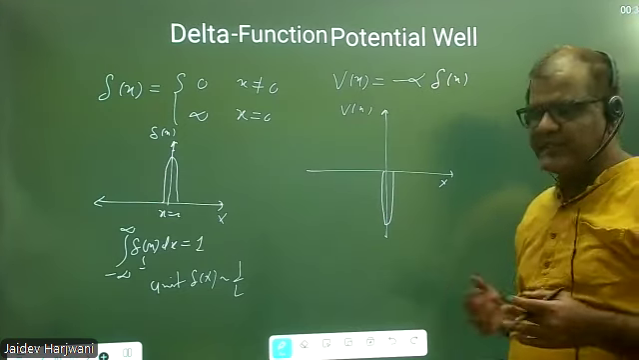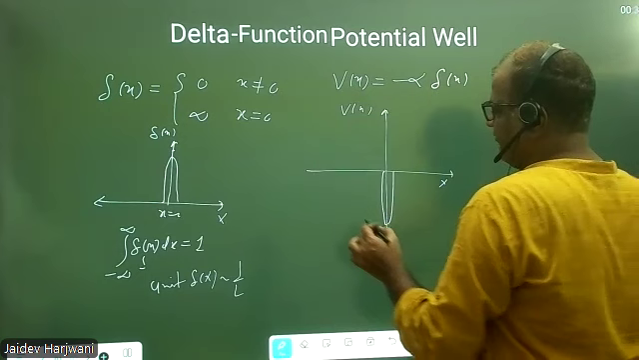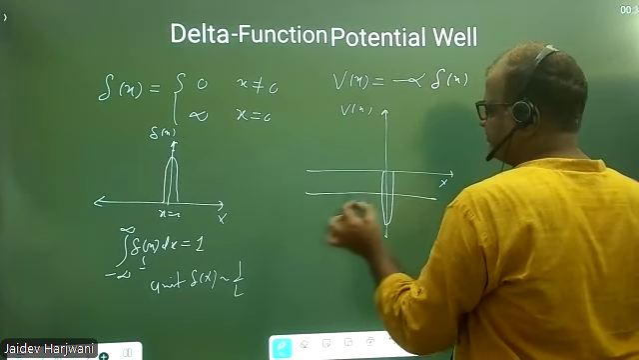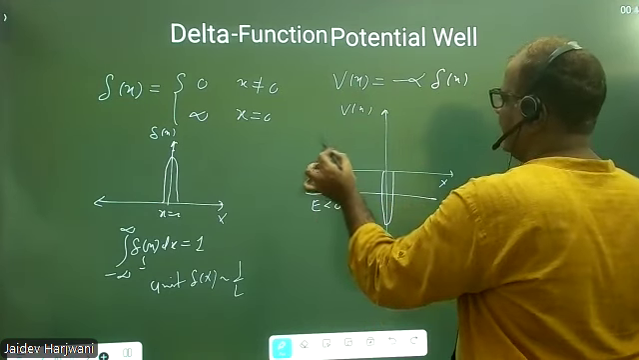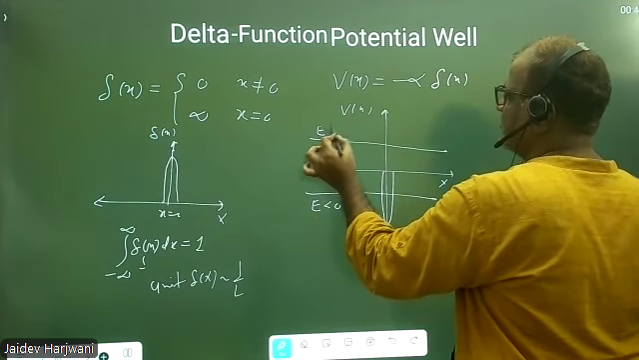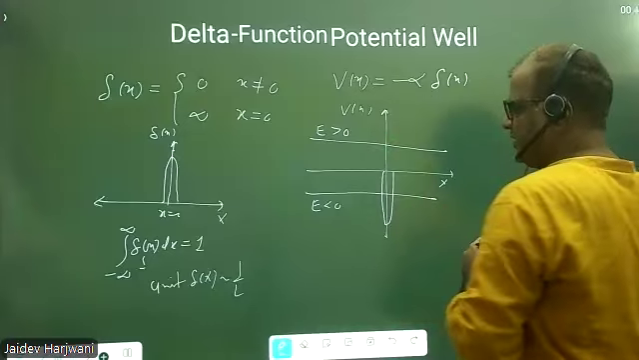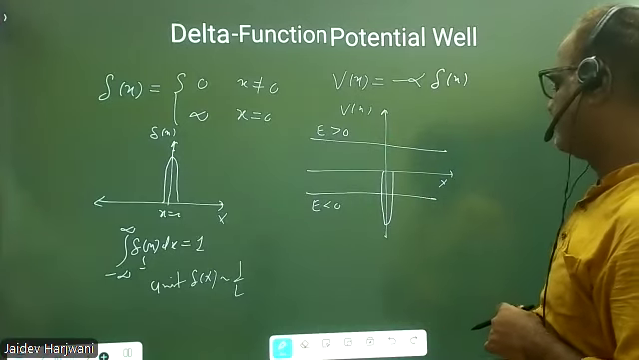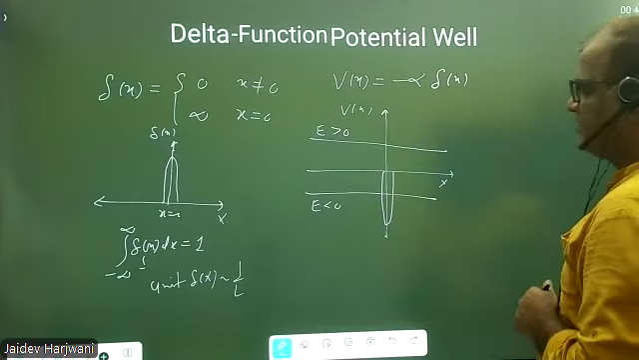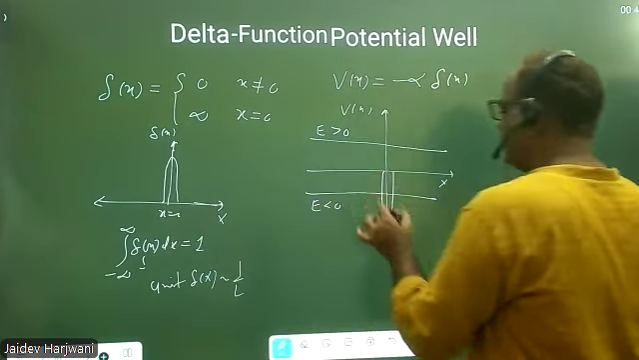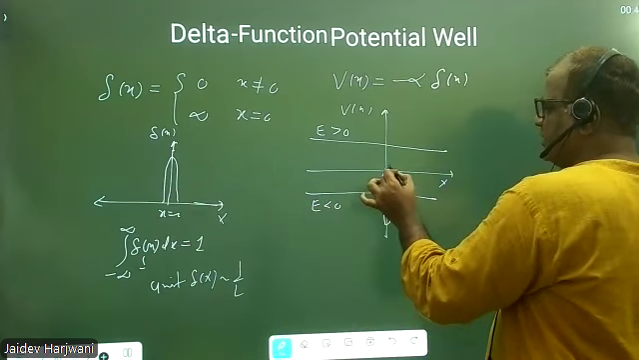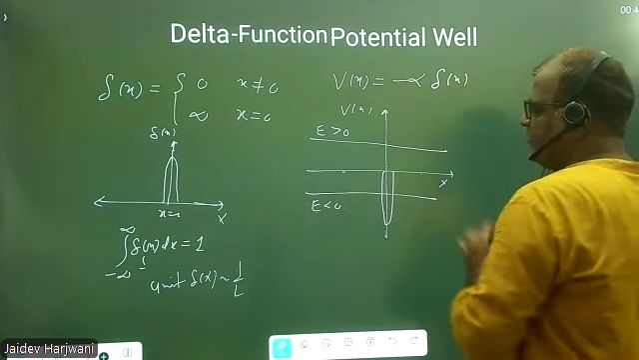Now two situations arise. First case, when my total energy is less than 0, and the second case arises when the total energy of the particle is positive. Here you can see the delta function has the value 0. It has a value only at x equal to 0. At other places it has a 0 value.